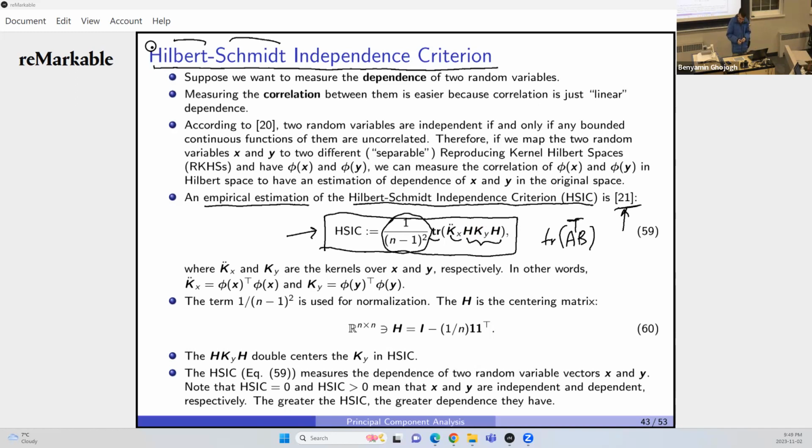It's very interesting. H is the centering matrix. If X and Y are independent, HSIC is 0. If they are dependent, HSIC is greater than 0. So it's a non-negative measurement, but there is no upper bound. This is a flaw of HSIC. There is no upper bound, but there is a lower bound, 0. Zero means they are independent. The greater the HSIC, the greater the dependence they have.